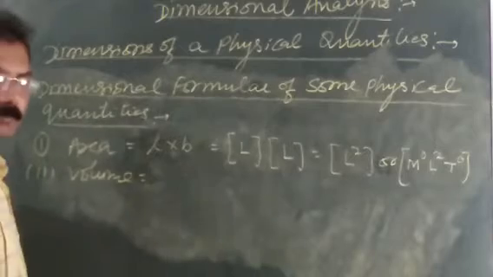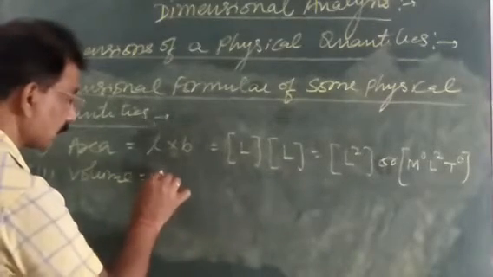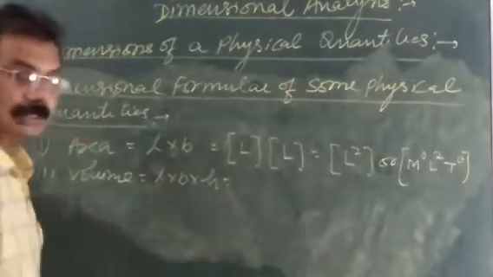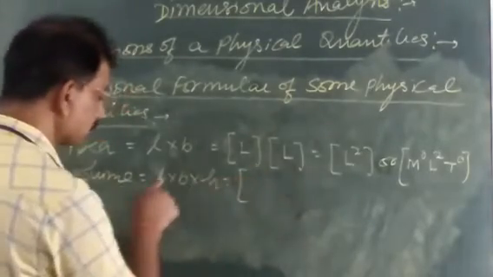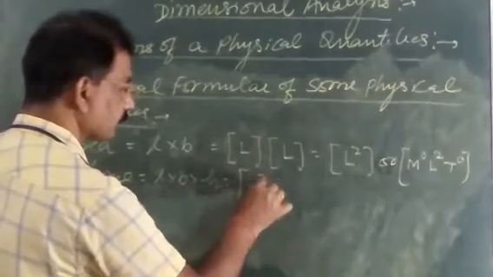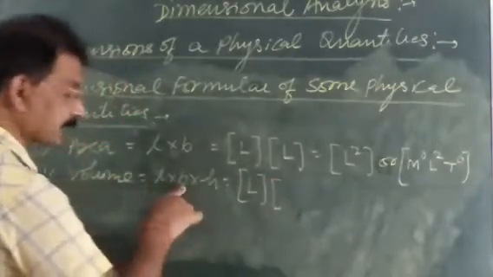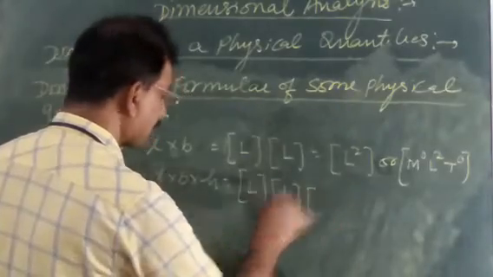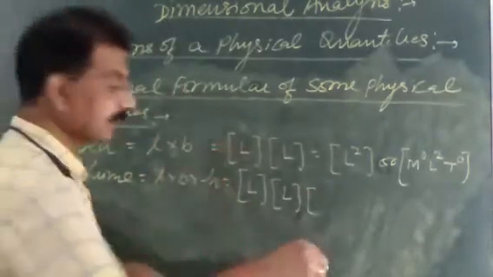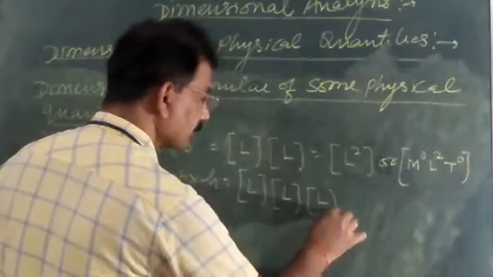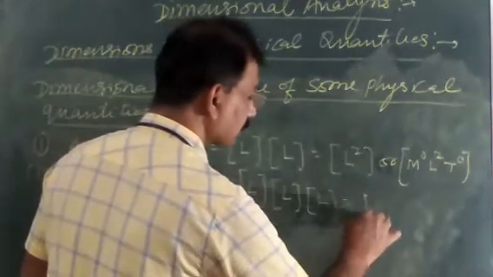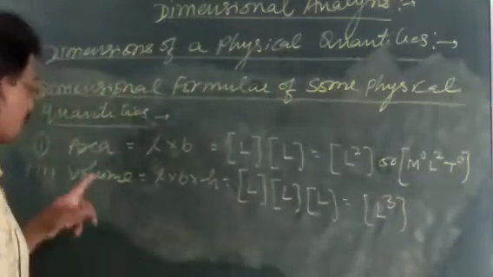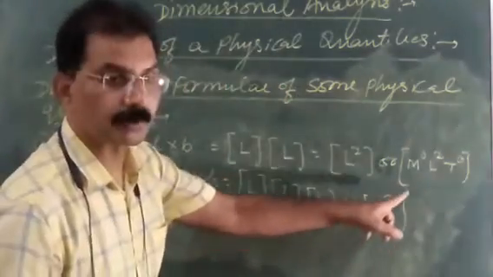All of you know the formula for volume: length into breadth into height. For length, you know, you write L. For breadth, breadth is also a length, L. Height is also a length, a distance, so L. So L into L into L, you will write L to the power 3. So the dimension of volume is L to the power 3.